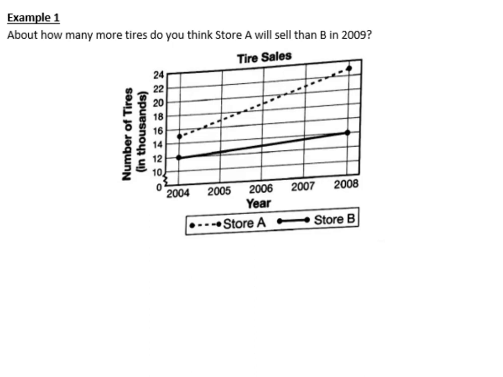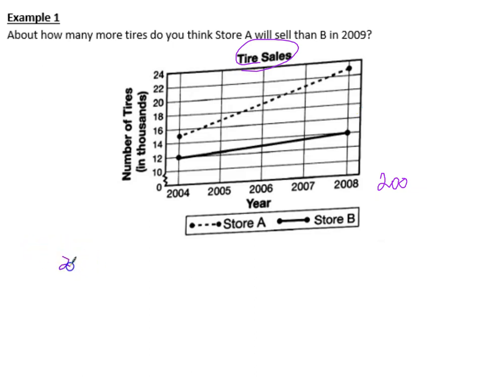So look at the first one here. We have a double line graph. So this is comparing the sale of tire sales. The dotted line represents store A. The solid line represents store B. And we want to look at how many tires are being sold at each place. And what we're going to look for is in 2009, what's going to be the gap between these two lines. So to do that, we are going to look for a pattern.